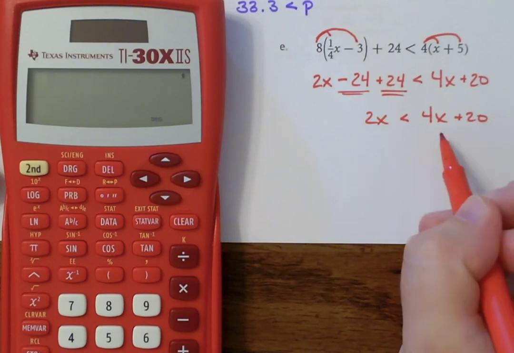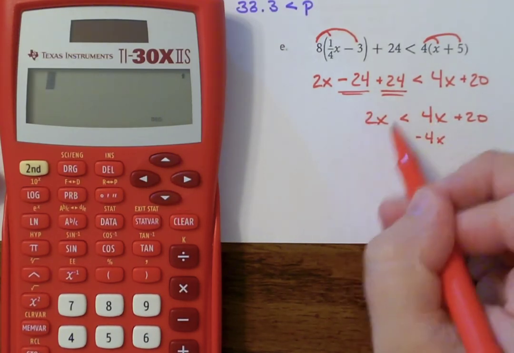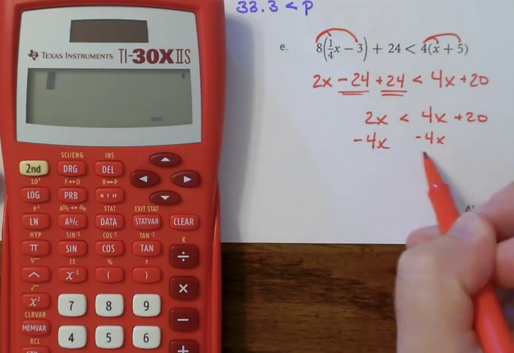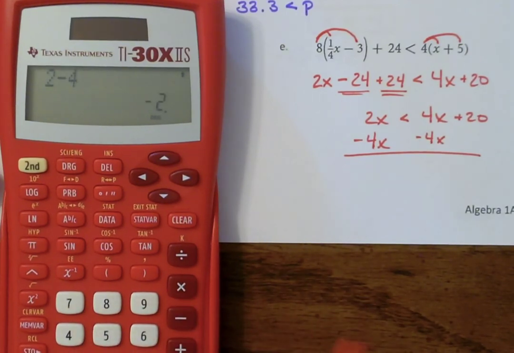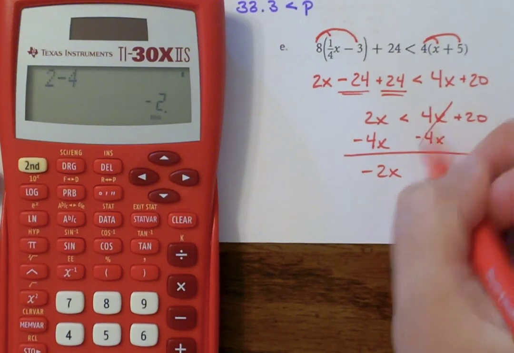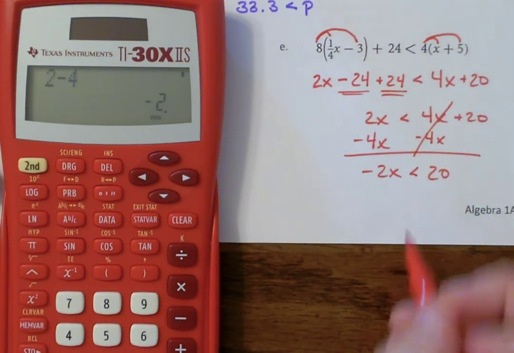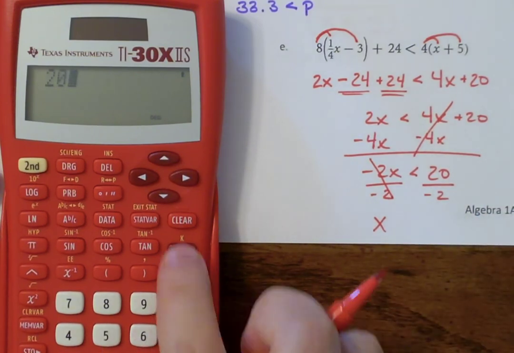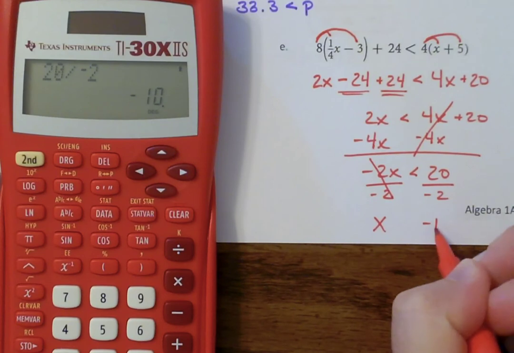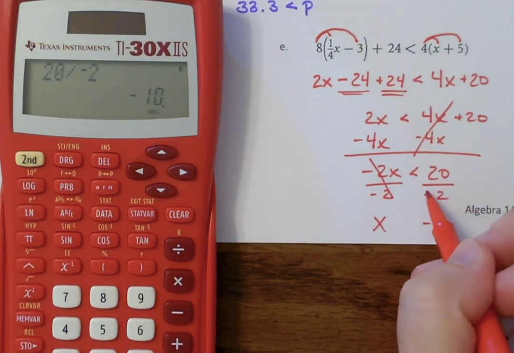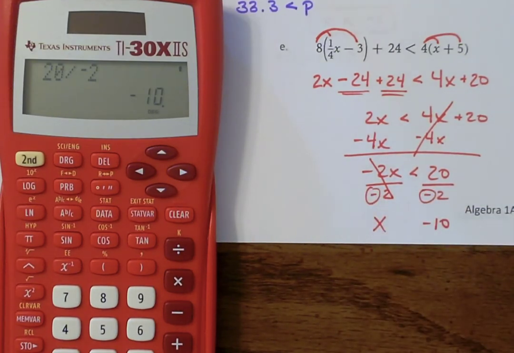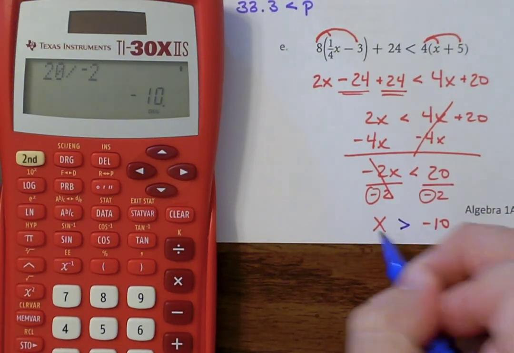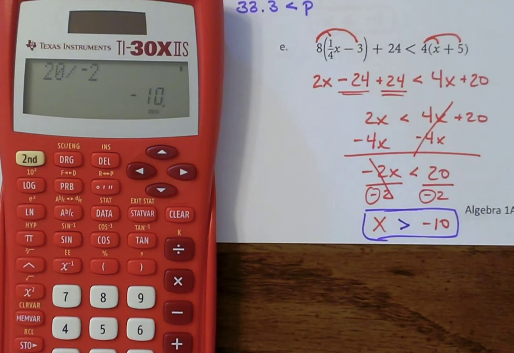Because these cancel out, I need to move the variable to one side because I just have the variable on the left here. I'm going to move the 4x to the left. So 2 minus 4 is going to give us a -2x. And then that's going to be less than 20. I have to divide by -2. So that cancels out on the left. And then 20 divided by -2 is -10. Now, because we divided by a negative here, that means my sign flips. So instead of less than, it becomes greater than. And then that is your answer for example 2E.